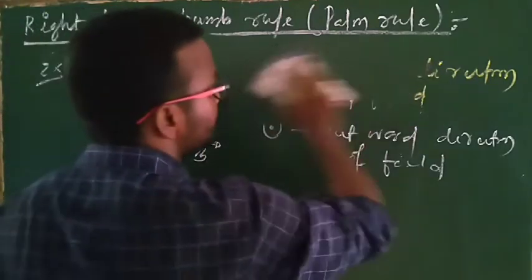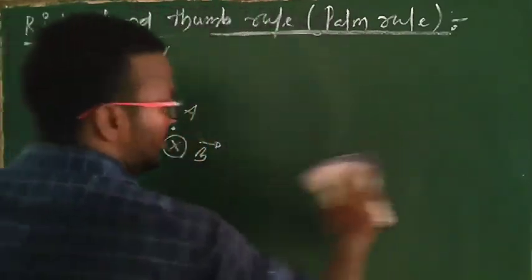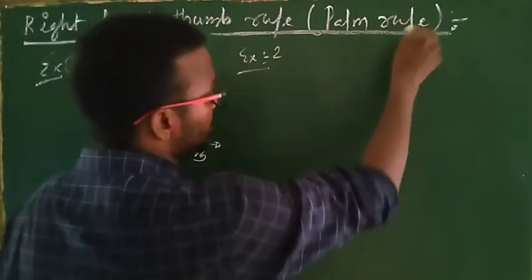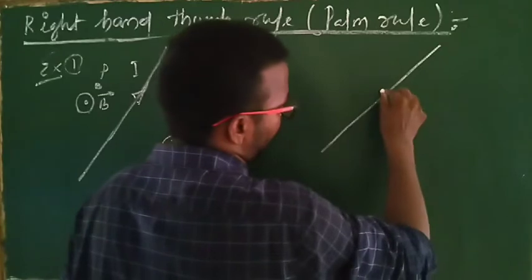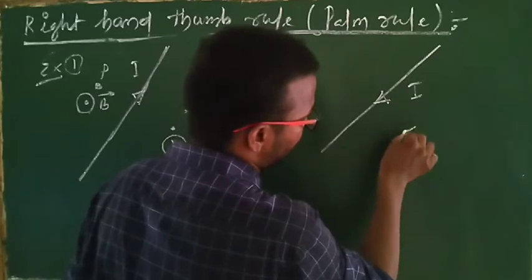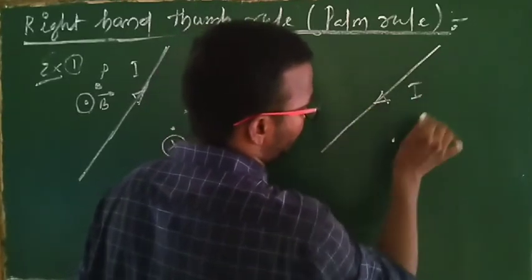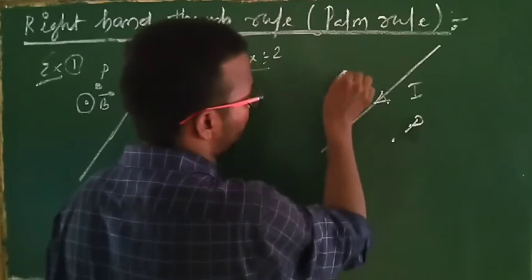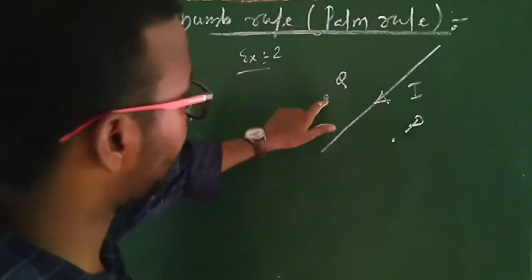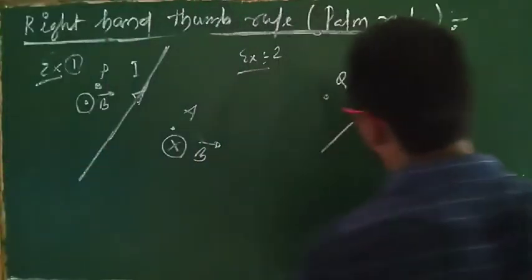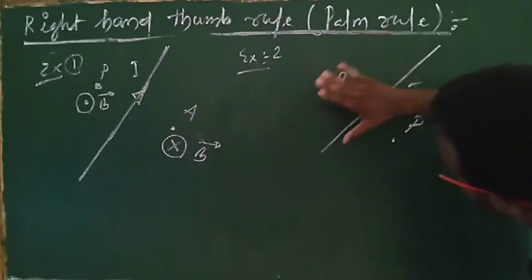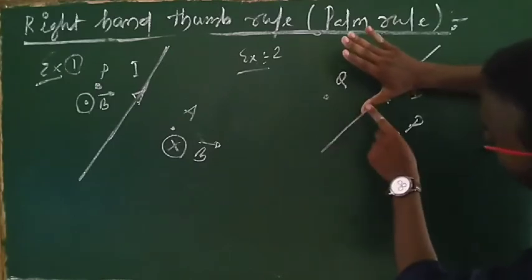Next example, find the direction of magnetic field in example 2. Suppose this is the direction of current, and there is a point P and another point Q. You have to find the direction of magnetic field at point P and the direction of magnetic field at point Q. So how can we find the direction of magnetic field? First we have to use the right hand rule, and the thumb indicates the direction of current.